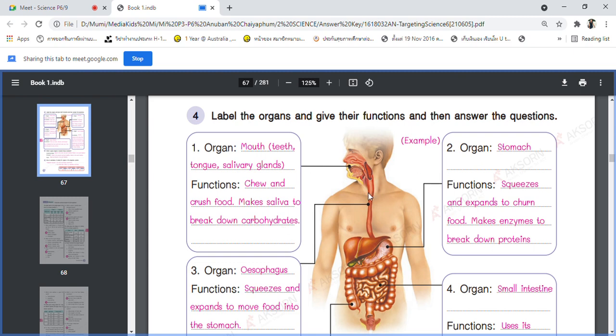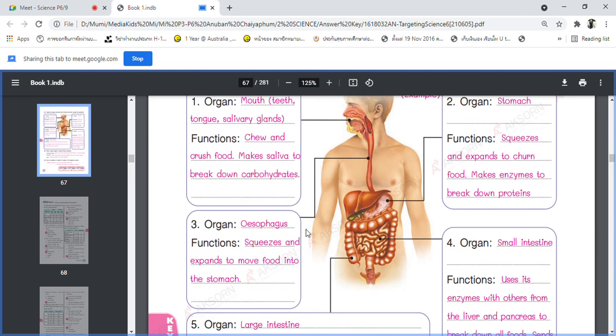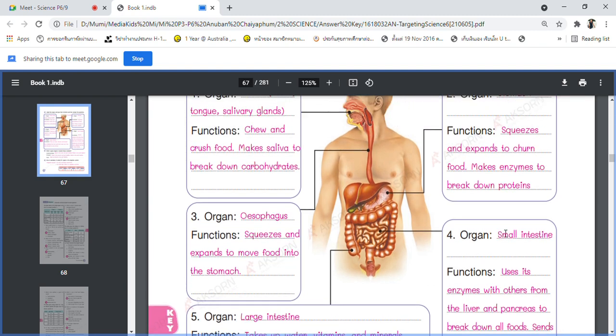Next one, esophagus. It's spelled esophagus. Function: squeeze and expand to move food into the stomach. We call the food a bolus, and the bolus is the food mixed with saliva.